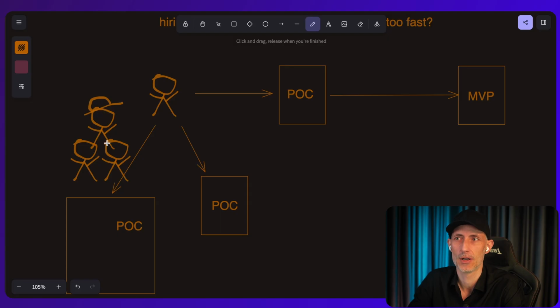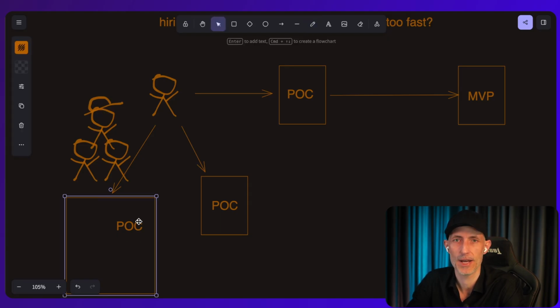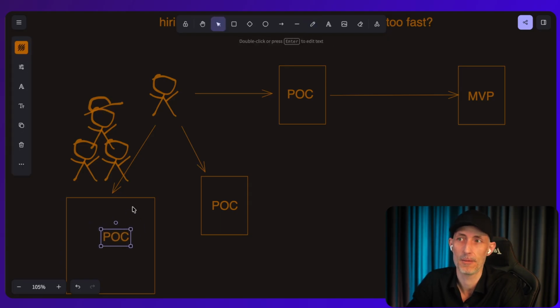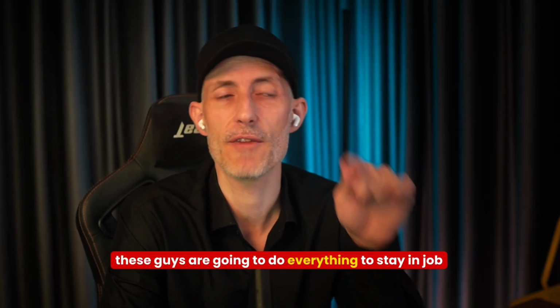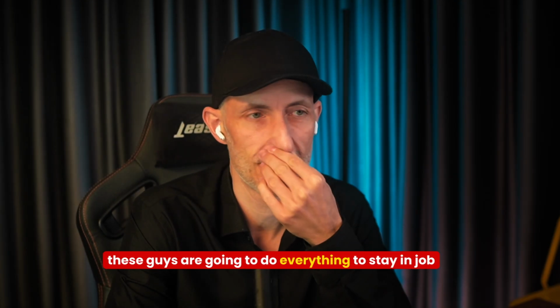So he's the agency owner. Now you're working on a proof of concept that will never sell because maybe you haven't validated enough. Or maybe you're validated, but it's not going in the right direction. These guys are going to do everything to stay in jobs. And now you're stuck. And I have seen this happening, and there is a way out.